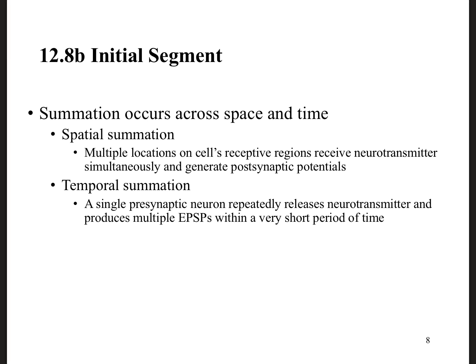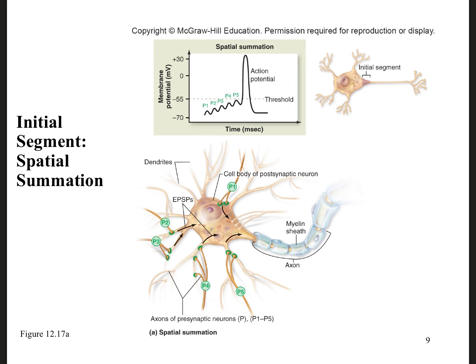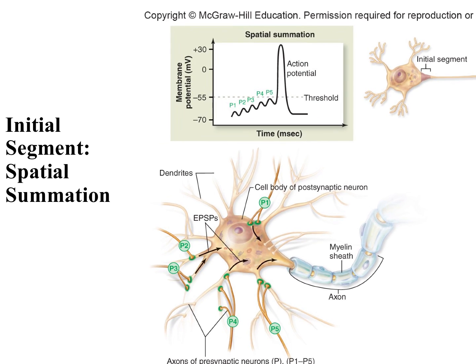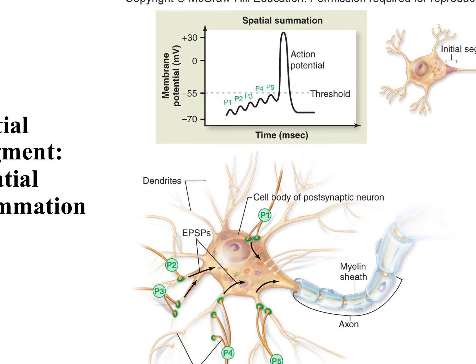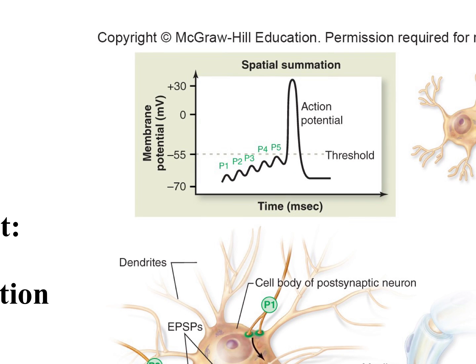That actually moves the needle closer to threshold. Does that make sense? It's going to look something like this. Here is your spatial summation. All of these neurons firing an EPSP onto the postsynaptic neuron at once. Okay? But one particular neuron isn't enough to reach threshold. But we add them together and we keep moving closer and closer to threshold, eventually reaching threshold.